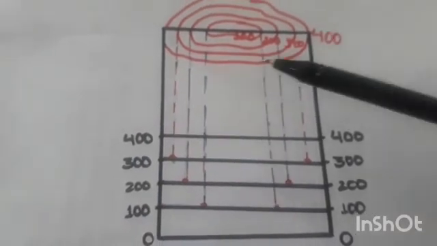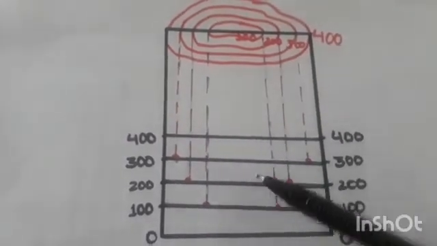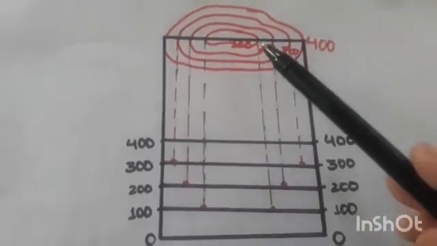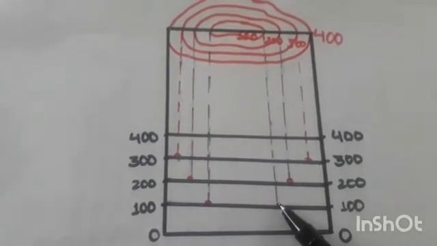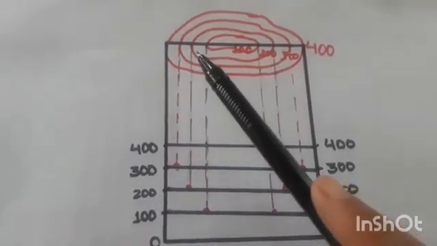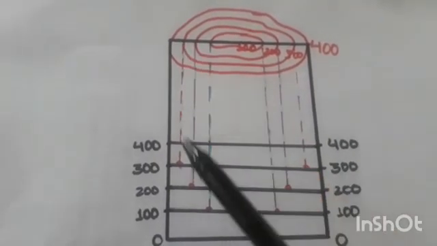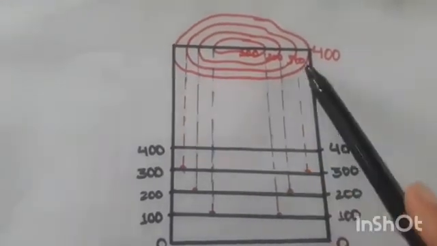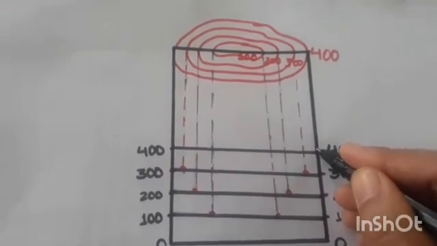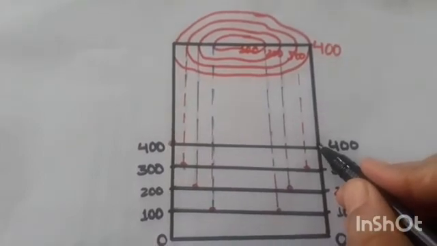Okay, this figure will come out after joining these vertical lines with these horizontal lines. So 100 to 100, and from this end of the 100 contour line to this end of 100, and put a dot there. Same like that, the 200 line, the 300 line, and last is 400. It is obvious that the meeting point will be here and here, so put a dot there.